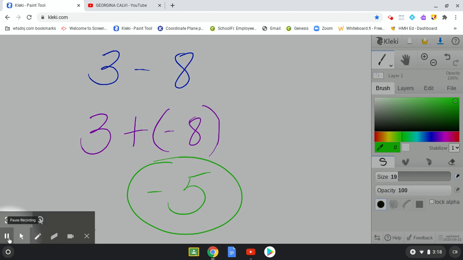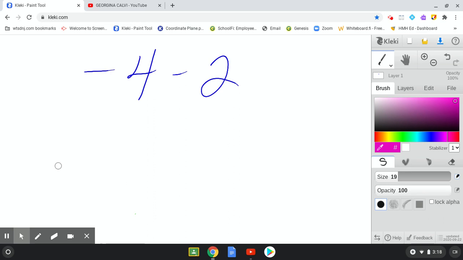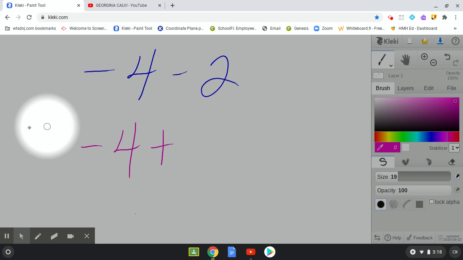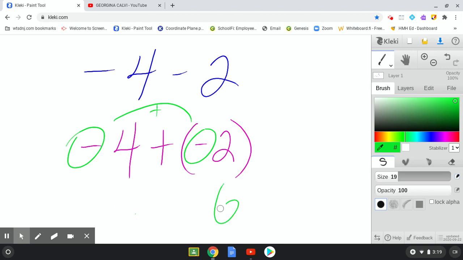Okay, so let's try another one. All right, so here we have negative 4 minus 2. We are going to do keep, change, change. So keep the negative 4, change the subtraction sign to addition. Now this is a positive 2. I need to change that to a negative 2. Keep, change, change. All right, so now I have an addition problem. So my signs are the same. That tells me to add the two numbers. So 4 plus 2 is 6. And the rule is to keep the sign. So my final answer is a negative 6.